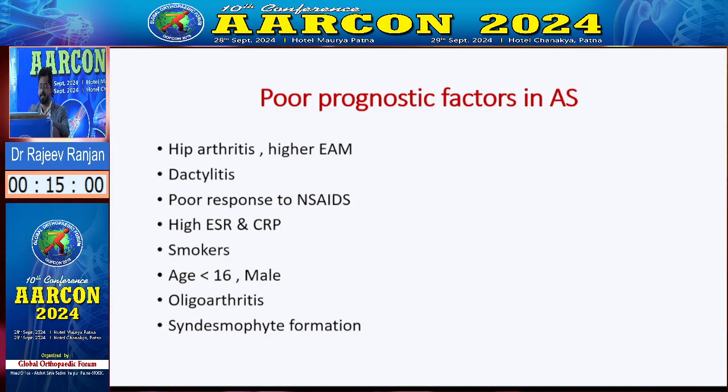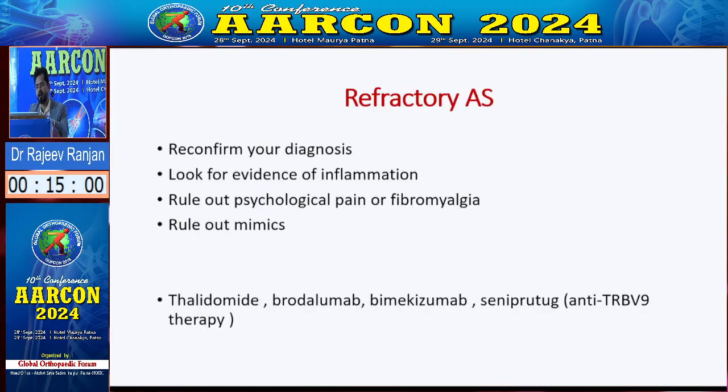If the patient's age is less than 16 and male, they progress rapidly. If the patient has severe oligoarthritis and early evidence of syndesmophyte formation. So these are the poor prognostic factors that you have to keep in mind when you are planning a therapy. So now the refractory AS.